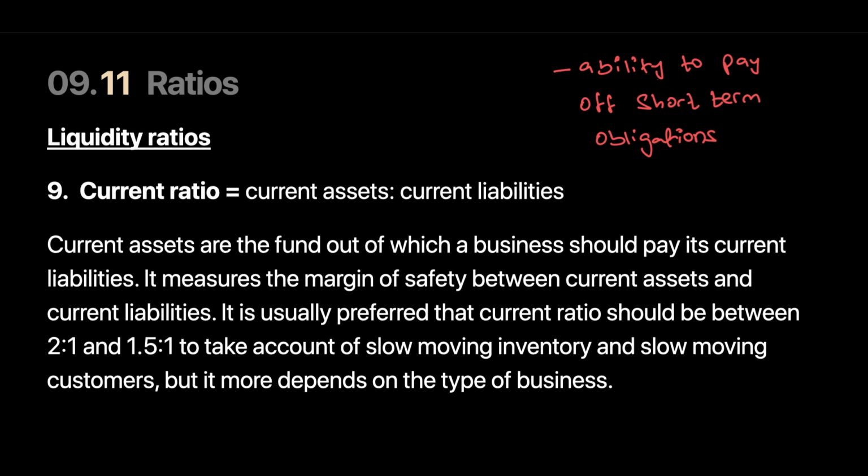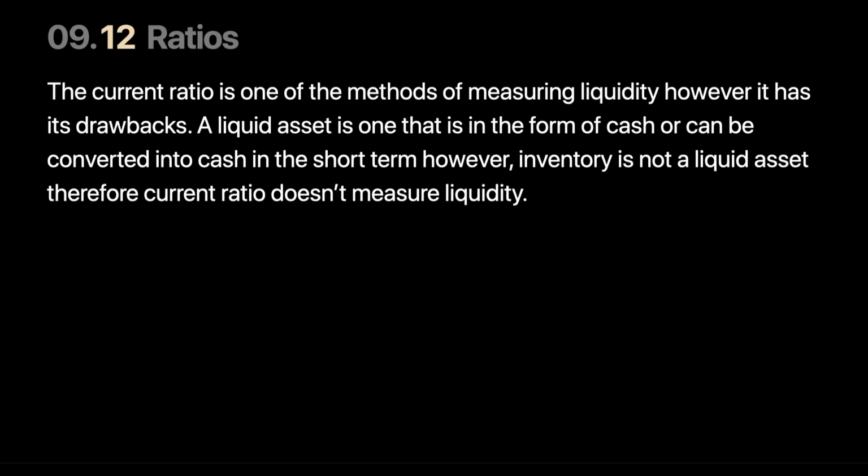Even 1.5 and above should be good, but that will account for the fact that for every $1 of current liability we should ideally have $2 of current assets. That should be sufficient to pay off your current liability.